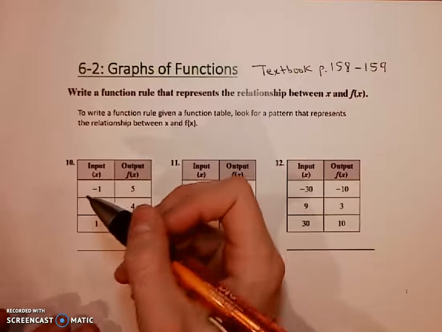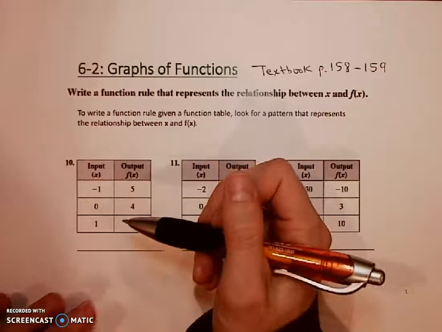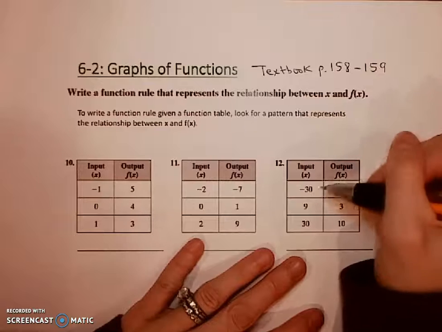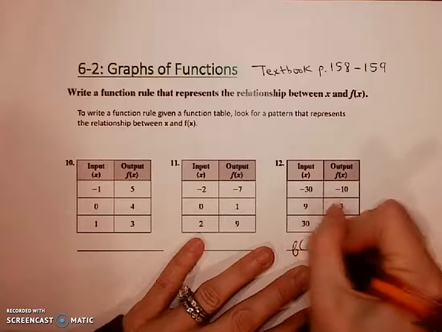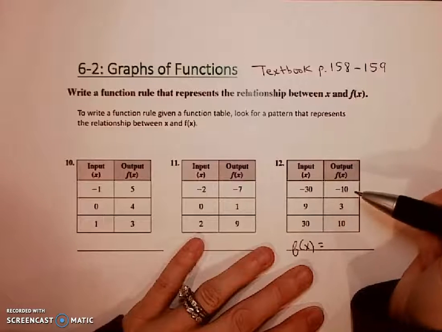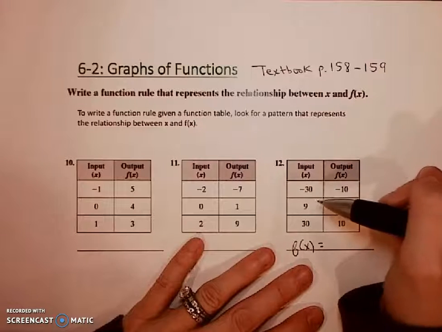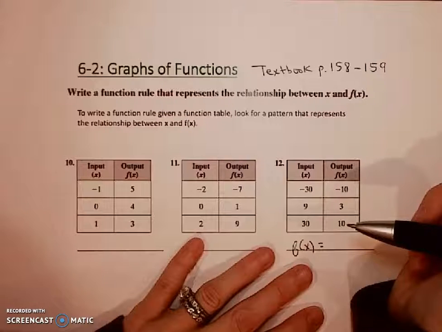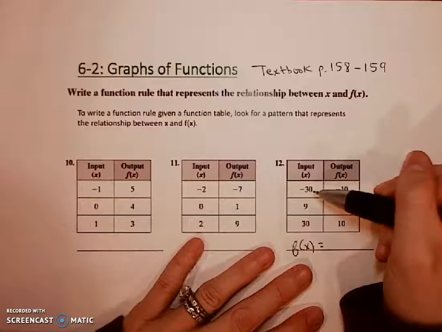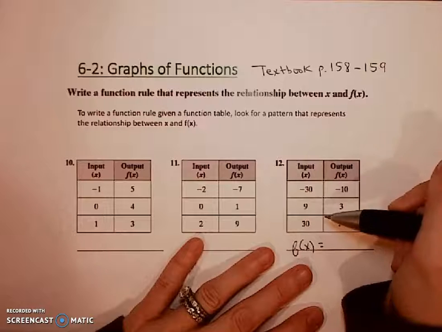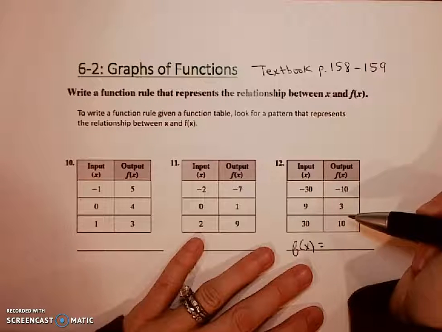The first thing I want to do, some of these are kind of tricky, to be honest. They gave you some tough ones to start with. I'm actually going to start over here with number 12. This one's easier. I'm trying to come up with f of x equals what? So how do I get from x to f of x? How do I get from -30 to -10? If you're going from a larger to a smaller number, usually you're dividing or subtracting. In this case we're dealing with negatives, so we'd be adding. If I had -30 and I added 20, that would give me -10. However, 9 plus 20 does not equal 3. So that rule would not work for all of these. That would not form a pattern.